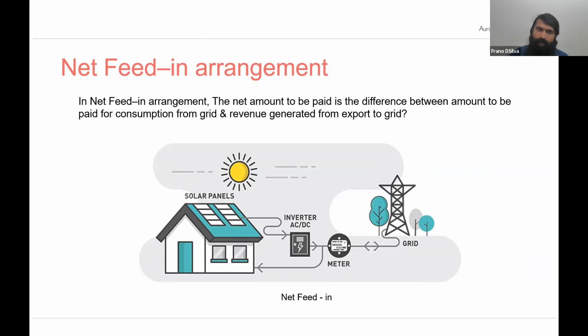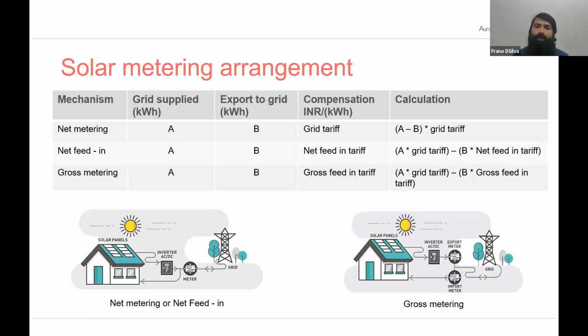Moving further to explain a little bit on the different solar metering arrangements that are available. As you can see, the net metering and the net feed-in mechanisms both have the same arrangement of the meter between the grid as well as your consumption location. However, the energy accounting for these two metering mechanisms differs in how they are accounted for.